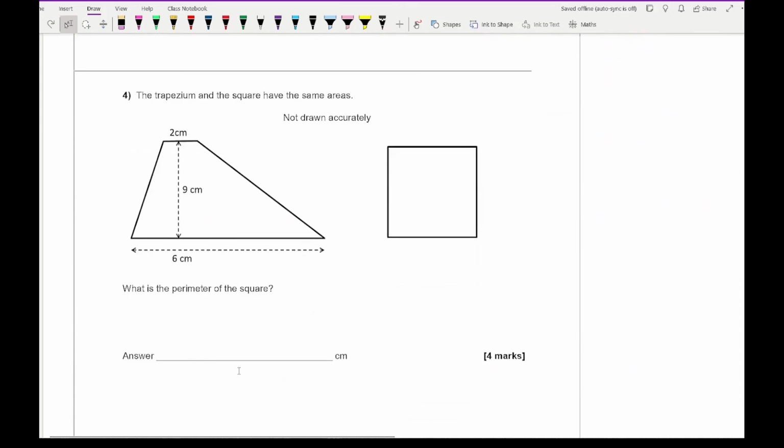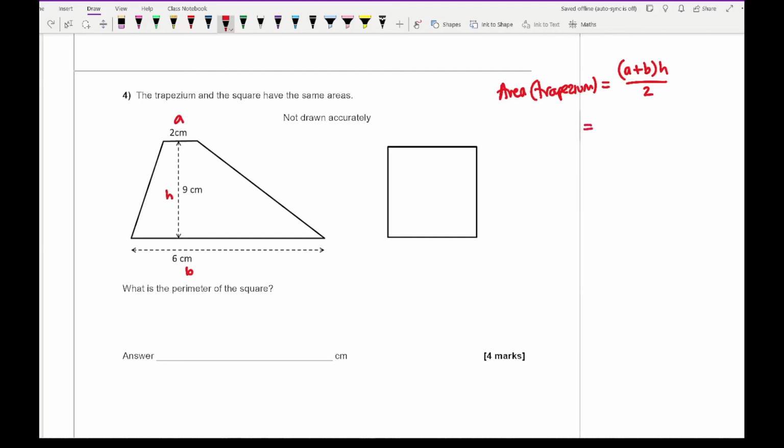Then moving on to our last question, question 4, it says the trapezium and the square have the same areas, and the question asks what is the perimeter of the square? Well, the first thing we need to do is work out the area of the trapezium. Now the formula for the area of a trapezium is a plus b multiplied by h divided by 2, or you could have the formula as a half h multiplied by a plus b. Now a and b are always the two parallel sides, and obviously h is our height.